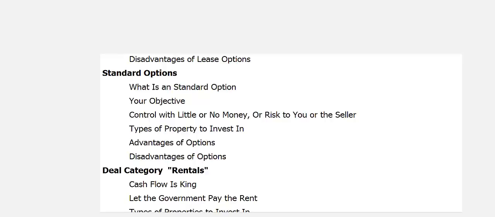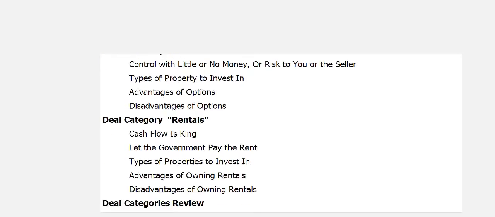Types of property to invest in. What are the advantages and disadvantages of straight options? Then we get into landlording. Cash flow is king. Let the government pay the rent. Types of properties to invest in, the advantages and disadvantages of owning rentals.